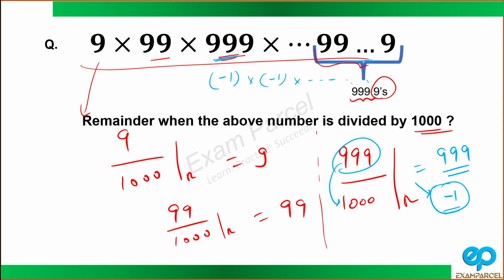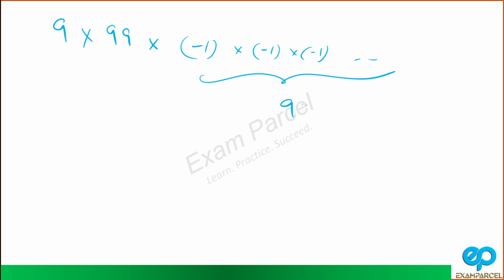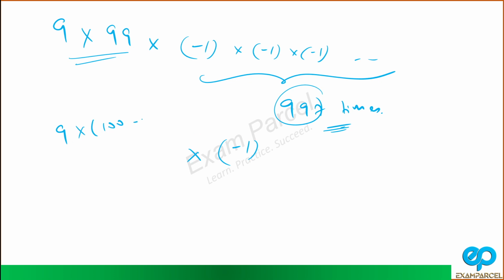And how many minus 1s? This number contains 999 nines, it means that there are 999 such numbers, right? So from here this will be 997. So 997 minus 1s. So we have 9 into 99, and from here onwards I'm going to get minus 1 minus 1 minus 1 and so on, 997 times. If I multiply a negative number 997 times, this is odd, so obviously I'm going to get minus 1. So minus 1 into 99 into 9, you can find this as 9 into 100 minus 1, right? 900 minus 9, that would be 891. So minus 891 is the remainder.